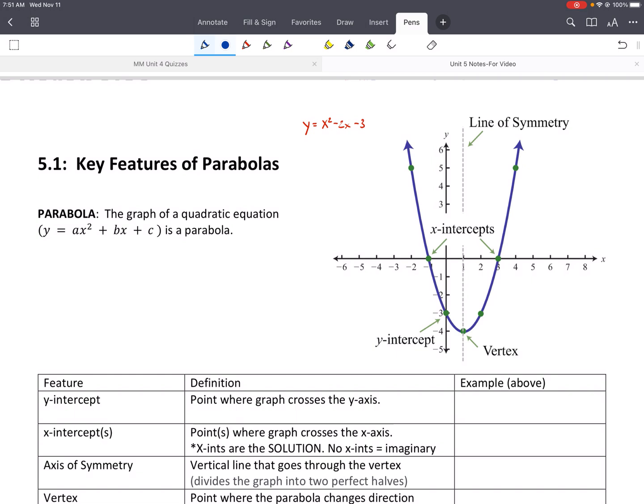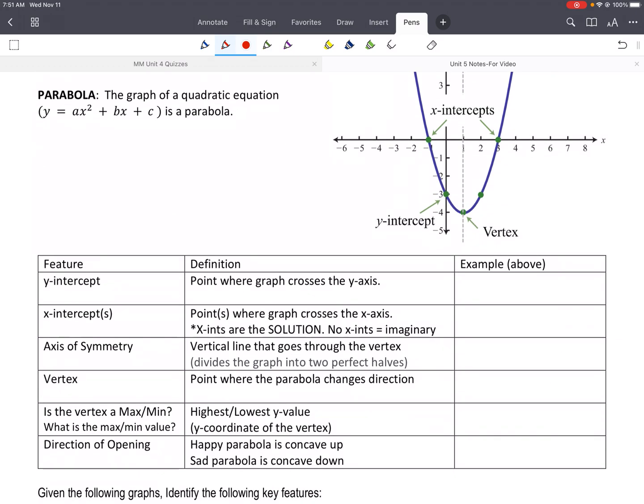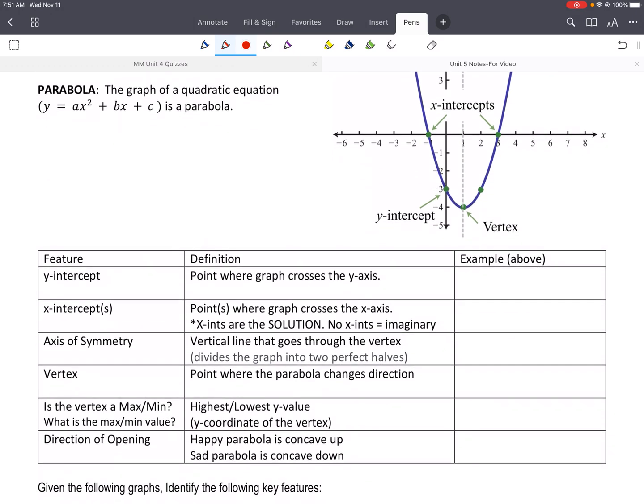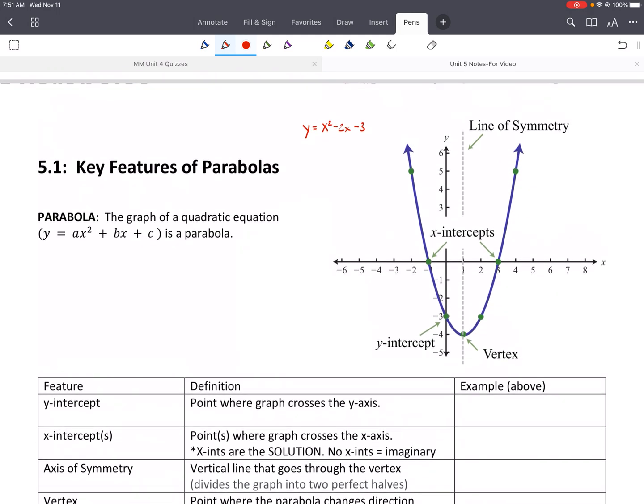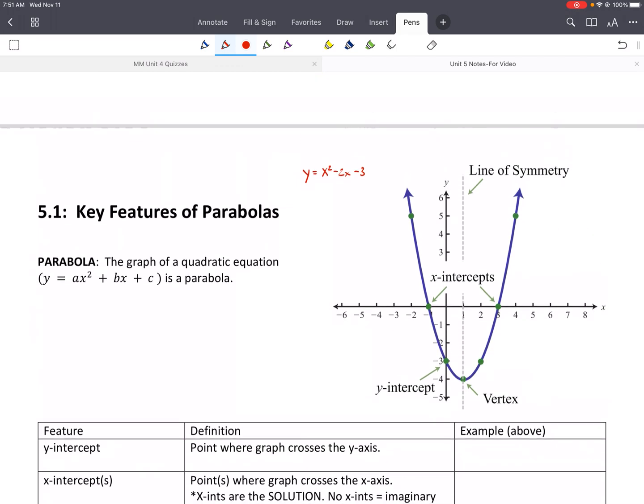In linear equations, if we had a graph, it'd be something like this with a straight line. For quadratics, it makes this parabola shape. All right, so we're going to talk about these key features. Here I already have them filled in just for the sake of time for our video, but you're welcome to pause anytime to jot that down, okay?